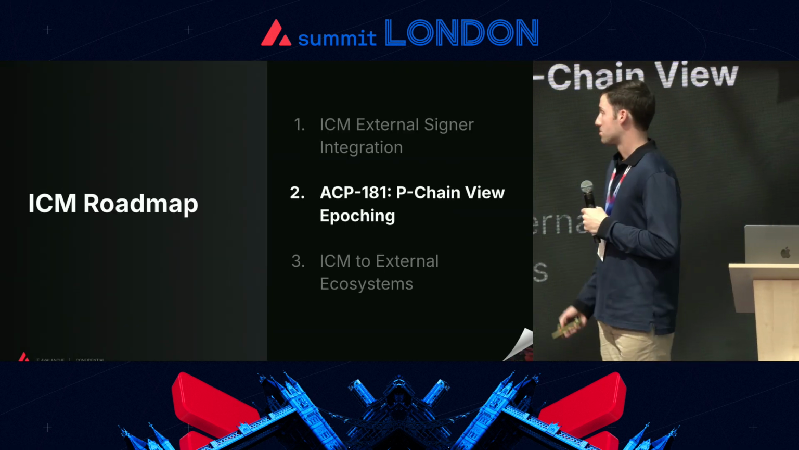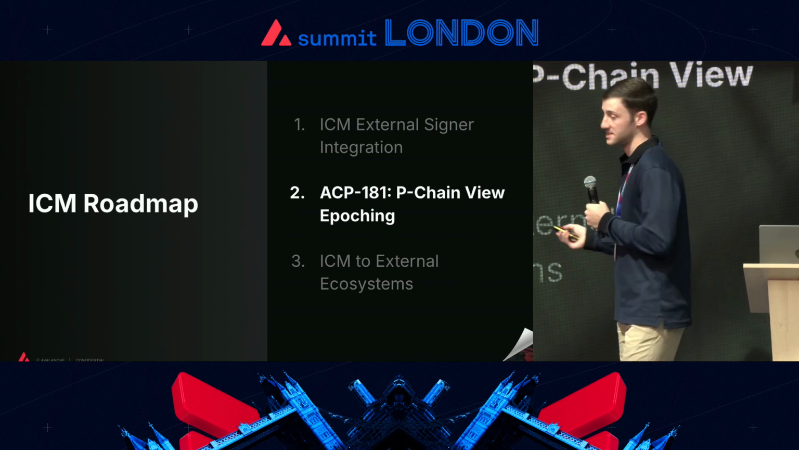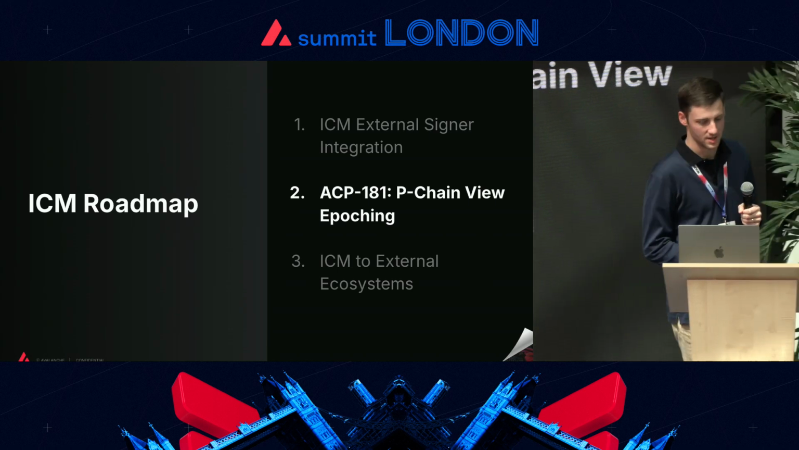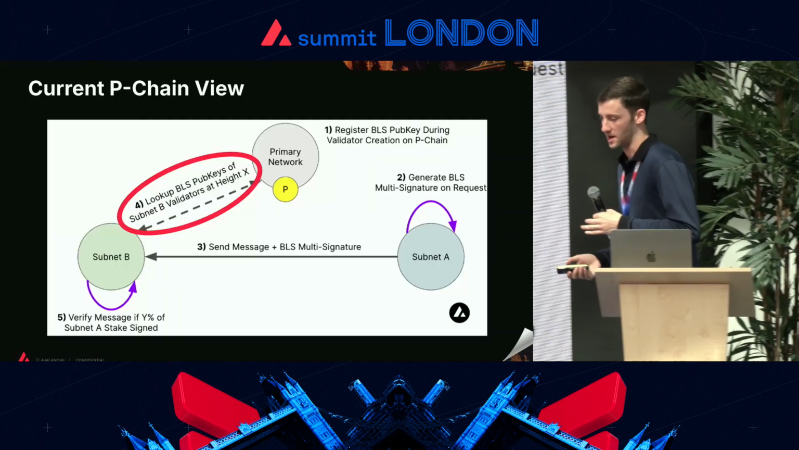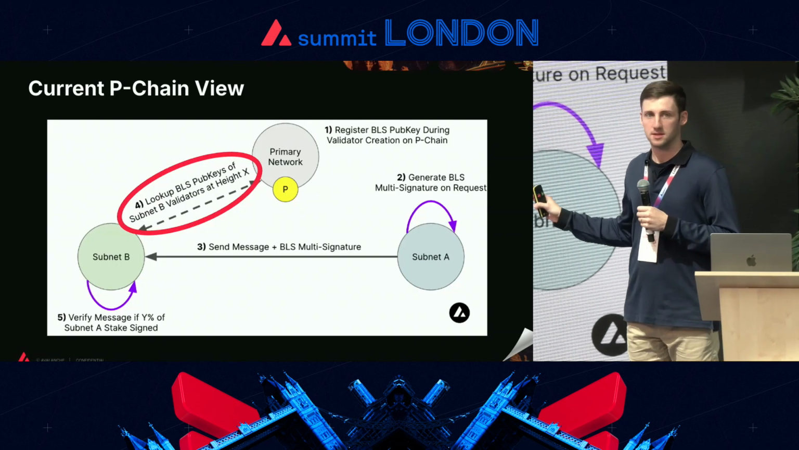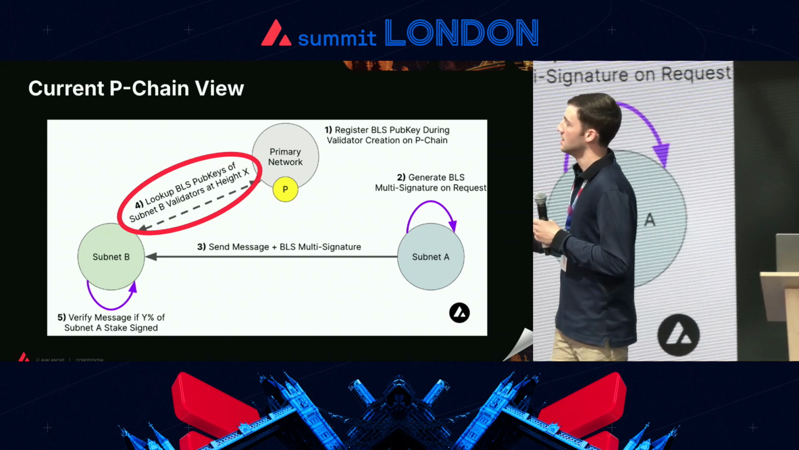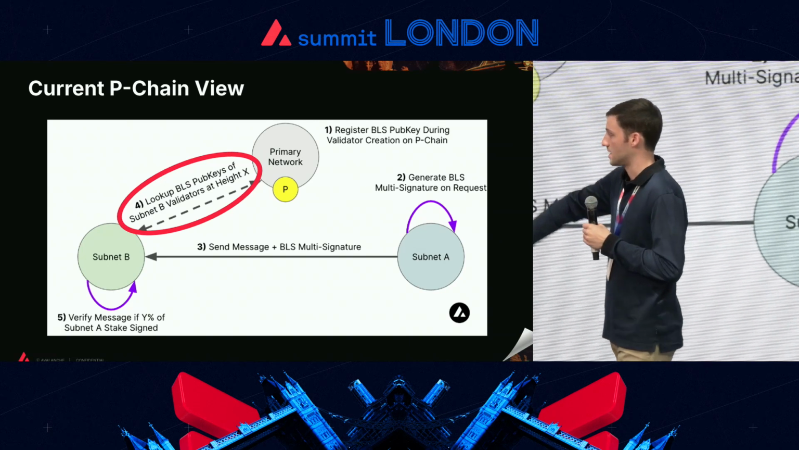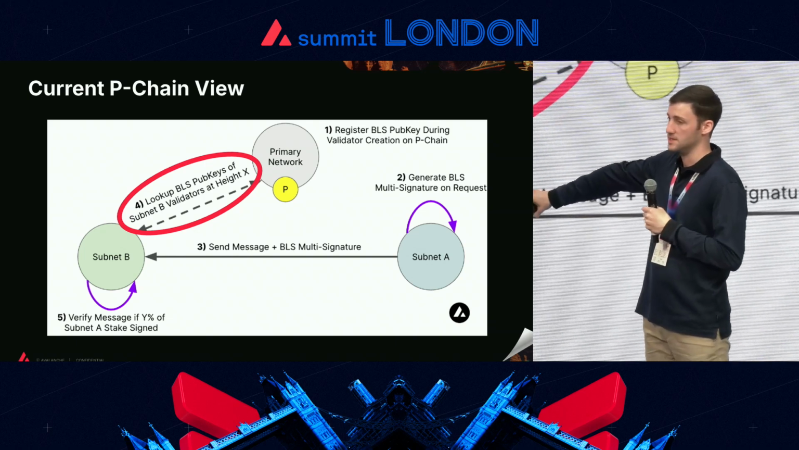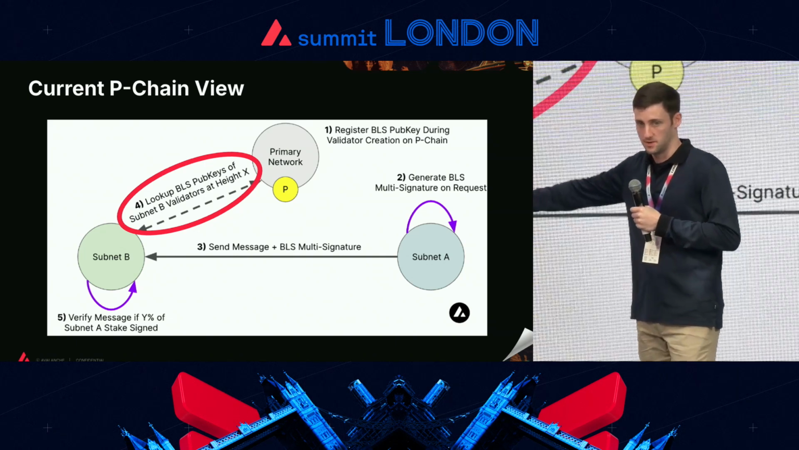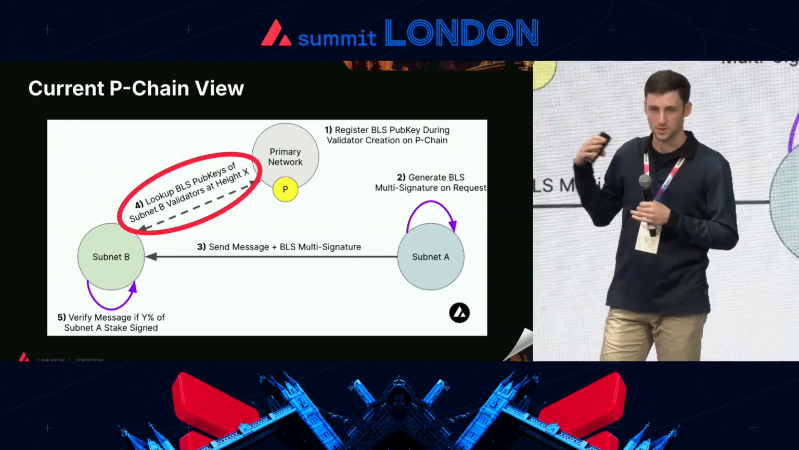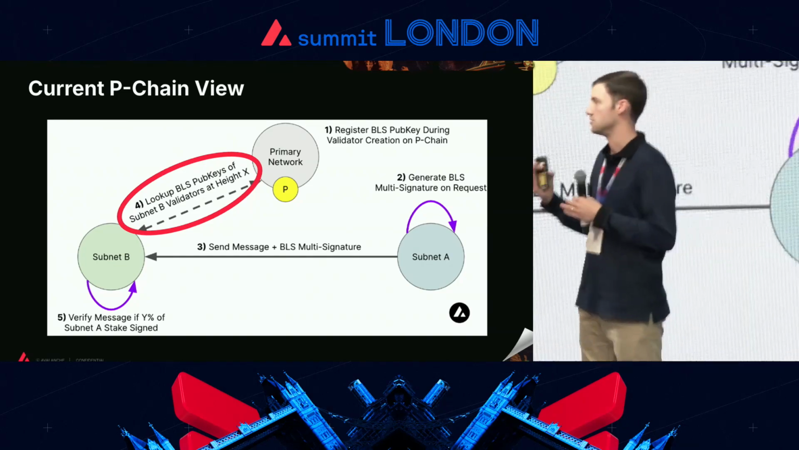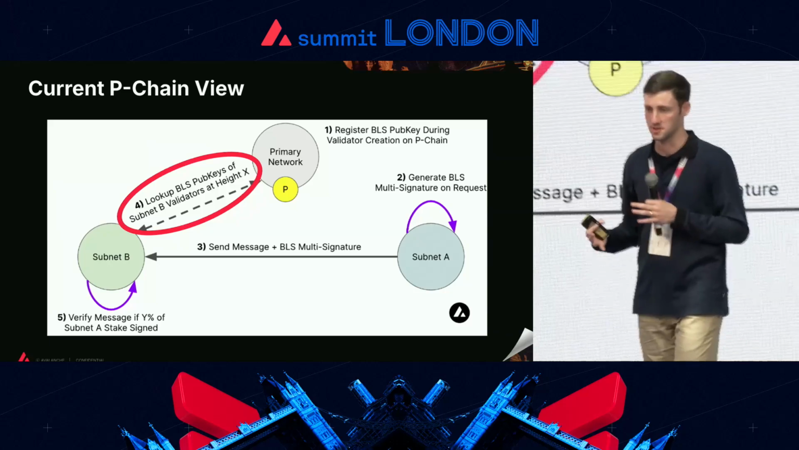Great. The second project I wanted to touch on here is ACP 181, which is a new ACP for P-chain view epoching. So just going back to this diagram of how ICM works, a very important step when verifying an ICM message is that the receiving chain, or the verifying chain, needs to look up the validator set of the source chain in order to know how to verify the BLS aggregate signature.